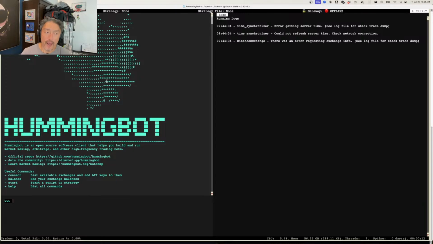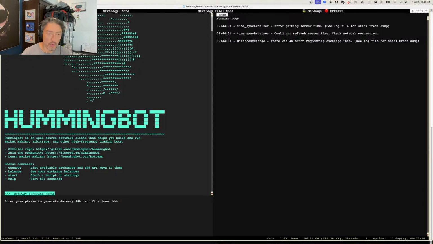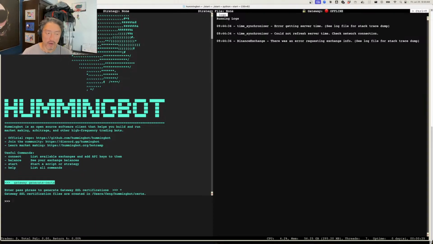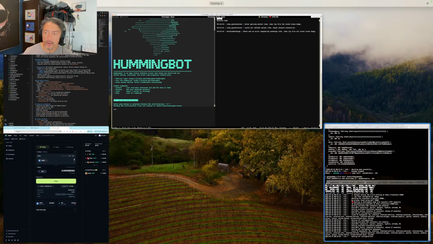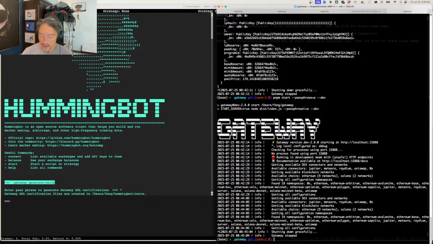So I would have to do gateway generate certs in order to do that. When I enter the password to generate certs, I need to use the same one that I'm using when I'm running gateway. So I'll put A here, and then after I've generated certs, I can go to Hummingbot, to gateway over here like this. I'll run the config command again.